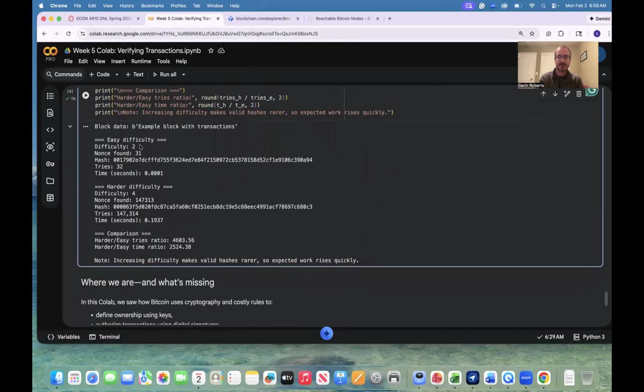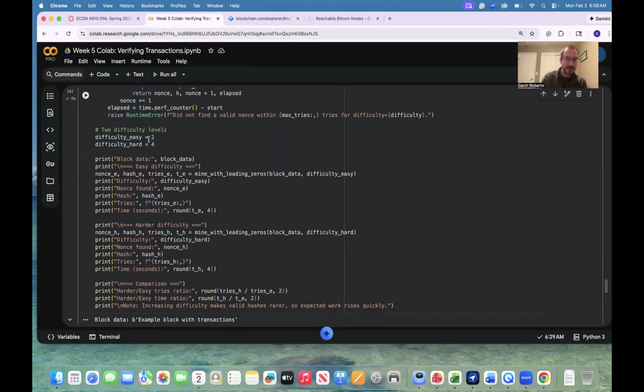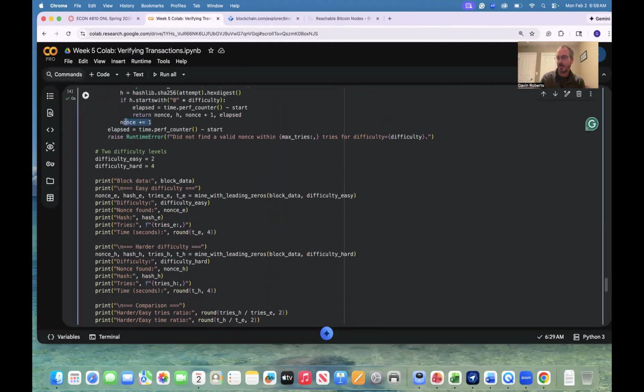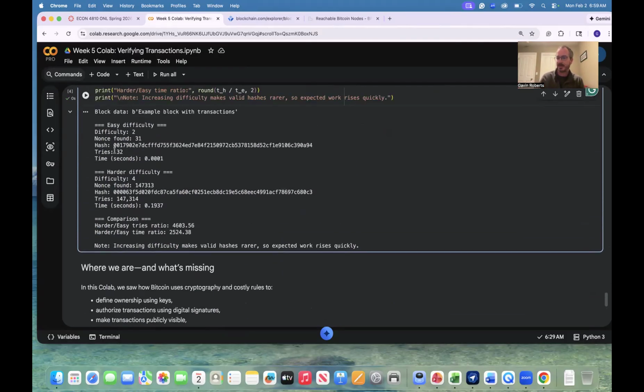For the one with the difficulty of two, here's our hash. It has two leading zeros. It took 0.0001 seconds to get that one, so that's not difficult enough for the Bitcoin network. And it took 32 tries. So we had to change that nonce 32 times, which is happening in this code right here. Just add one to it and then rehash it again. Keep going through that loop until you find a hash with two zeros at the beginning.